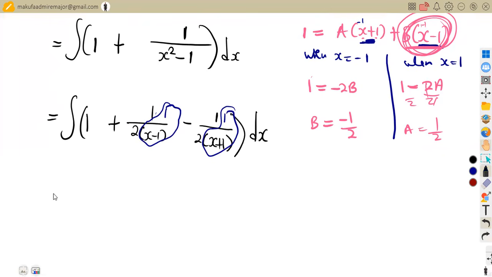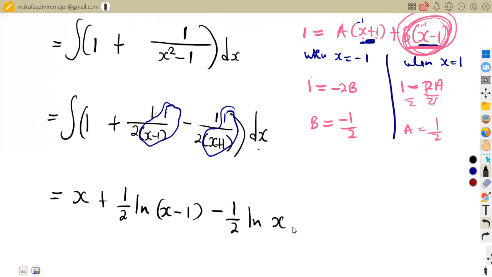So let's start with 1. The integral of 1 with respect to x is going to give us x plus, and 1 over 2 is a constant, so we write it as 1 over 2 like this. The integral of 1 over x minus 1 gives us ln|x minus 1|. Here we've got minus half again, which is a constant. We go to the integral of 1 over x plus 1, which is going to give us ln|x plus 1| plus the constant of integration in this case. All right, so that is it.